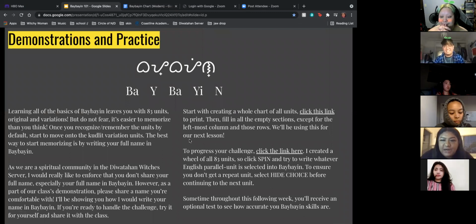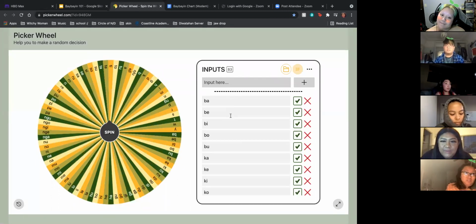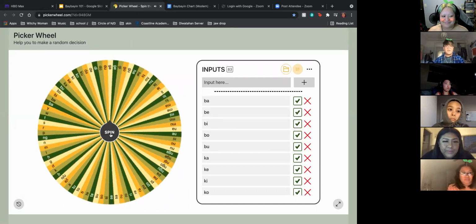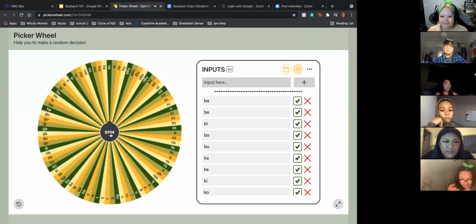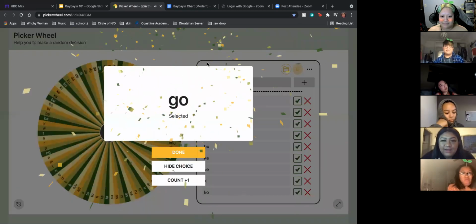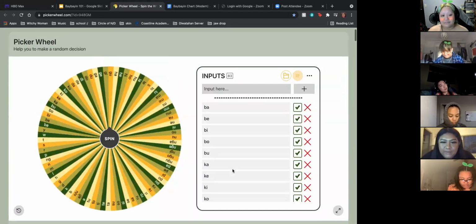To progress your challenge for learning, you can also click this link. This is a picker wheel, and I wrote down every single unit, but in the Roman writing system, our standard alphabet. All you have to do is click the wheel, and once it lands on a unit, sorry, it's loud, then you can write it in Baybayin. And once you're done, you can click hide choice. And then I believe it should remove itself from the wheel. So you can keep going over and over until you finish the wheel.